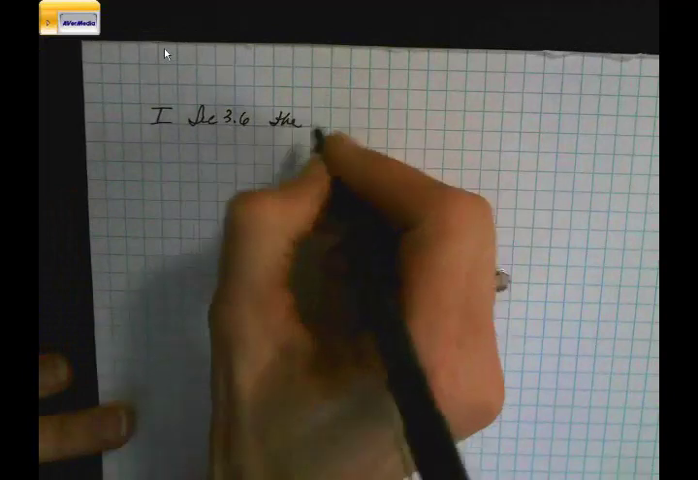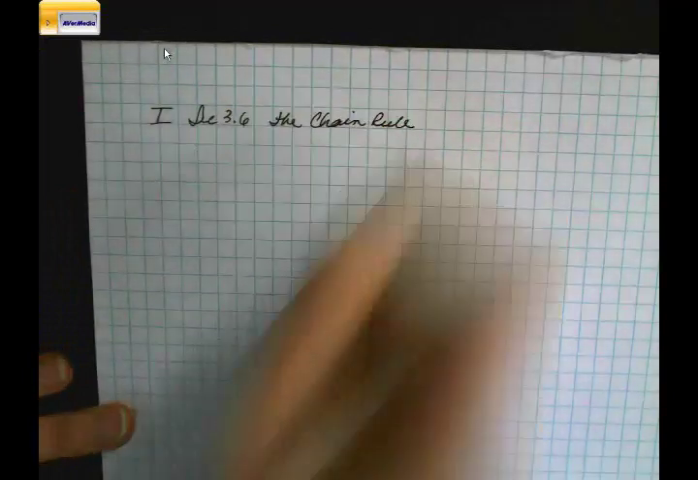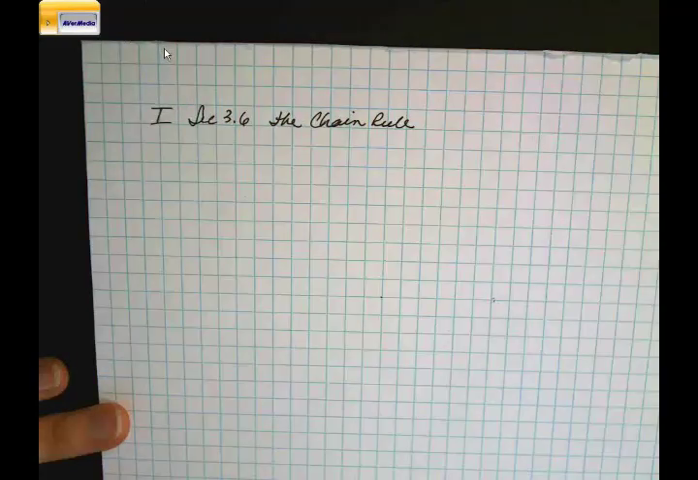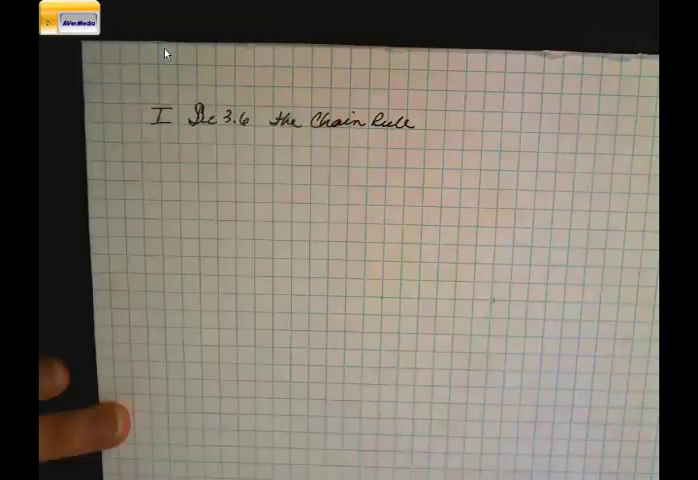Okay, so this is section 3.6, chain rule. Chain rule. Sounds like something a prison inmate would name. I don't know why my mind is going there.